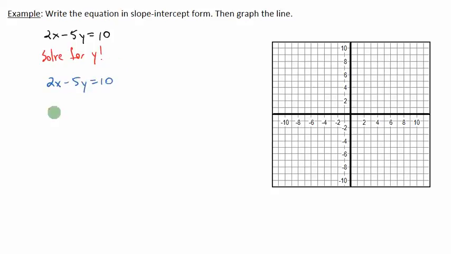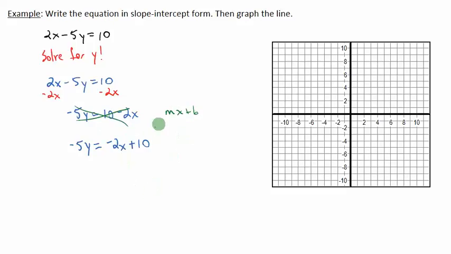I need y by itself, so I'm going to subtract my 2x from both sides first. So I get -5y equals 10 minus 2x. Now, I'm going to actually avoid writing it that way, and instead, I'm going to write -5y equals my -2x term first, and my +10 term second, so that it looks like mx plus b, right? A number times x plus a number. And it does now. Finally, I'll divide both sides by -5 to get y completely by itself.